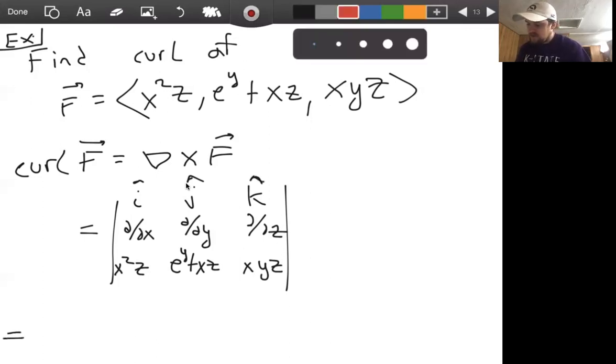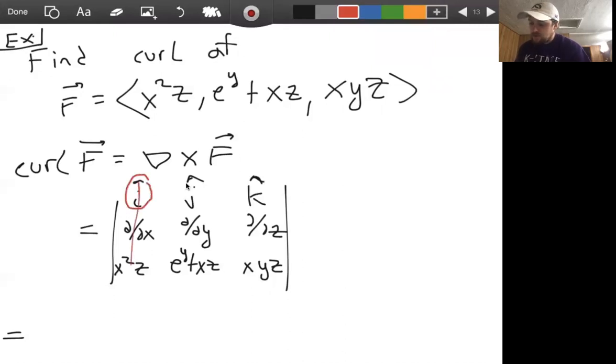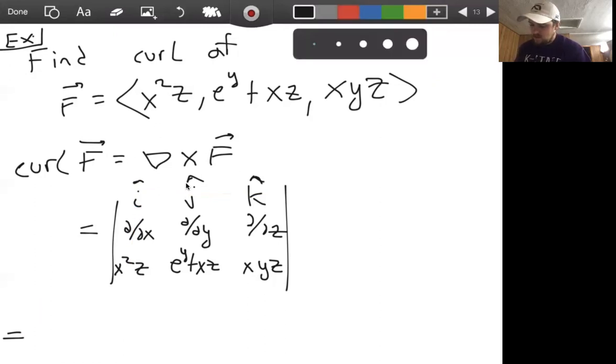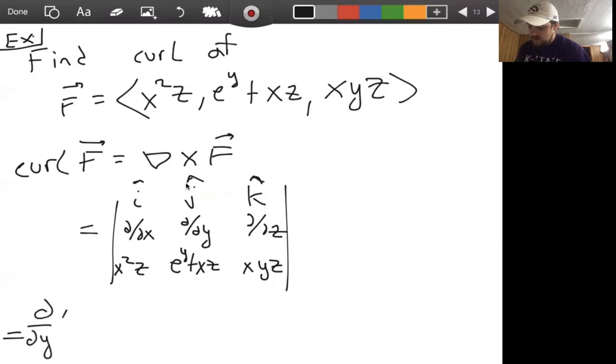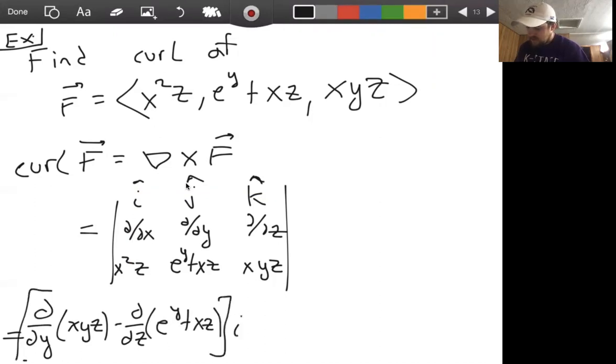Well, the first piece, right? How do you take a determinant? You start in the top left. So we have an i hat, but then you block out the row and column and you take the resulting 2 by 2 determinant. So I'll write it out the long way. This is partial with respect to y of xyz minus the partial with respect to z of e to the y plus xz. And then this whole thing is i hat.